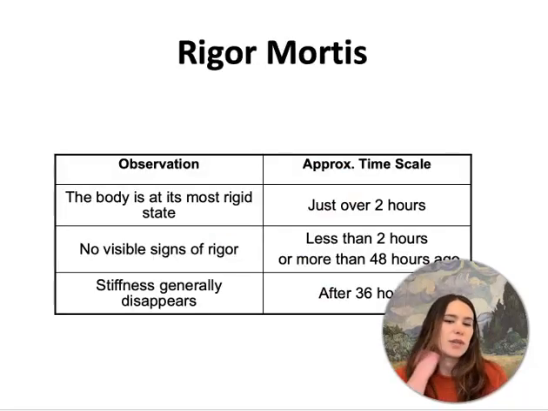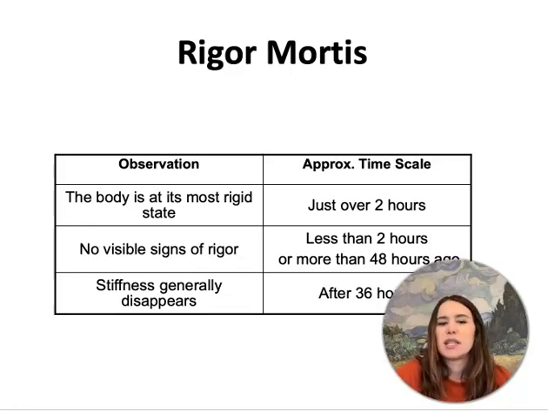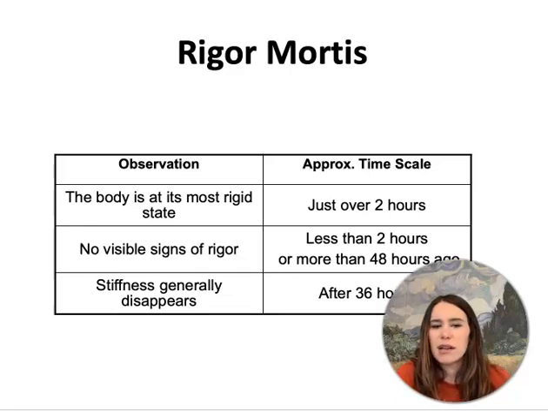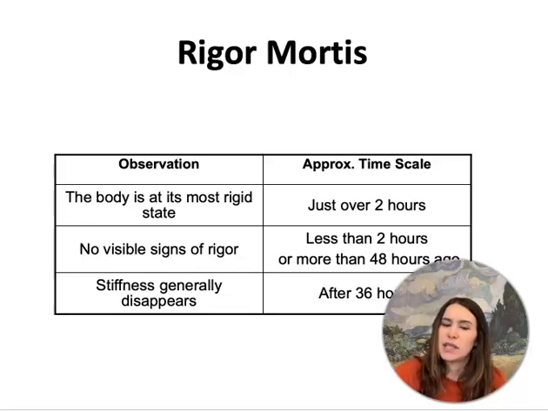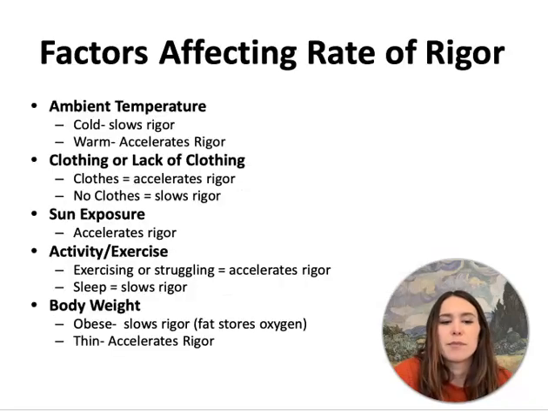So rigidity, what we see is that the body is at the most rigid state usually within 2 hours, and less than that, of course, that 48. If you don't see rigor mortis, what probably has happened is the person maybe died more recently, or the person died actually a long time ago and the rigor has gone away. So after the 36 hours, that's usually when the rigor starts to go away.